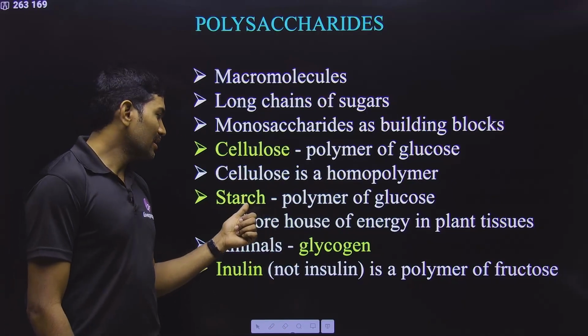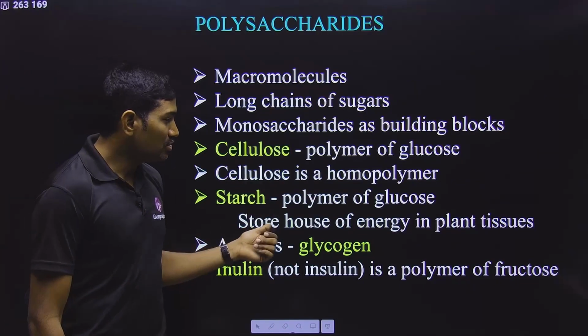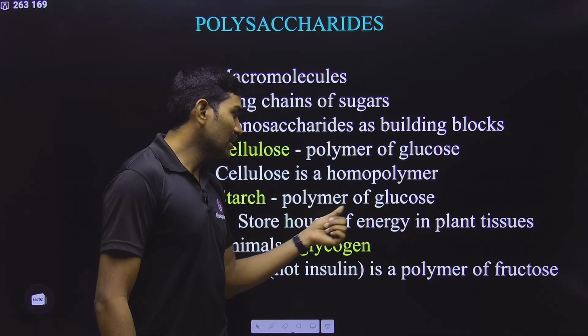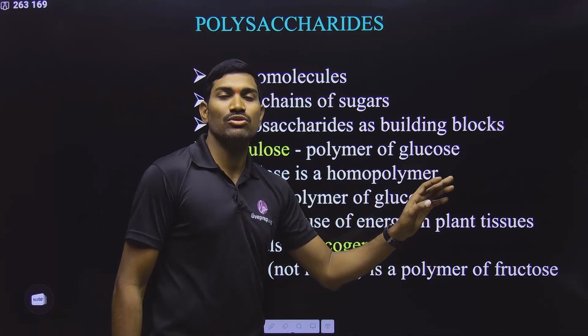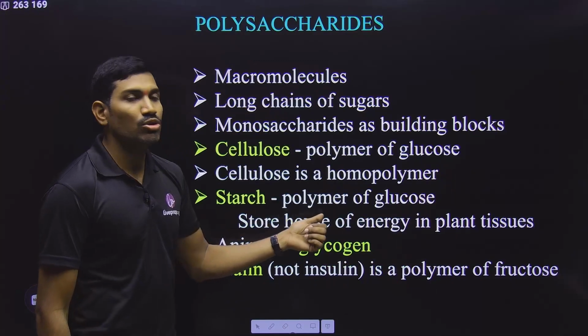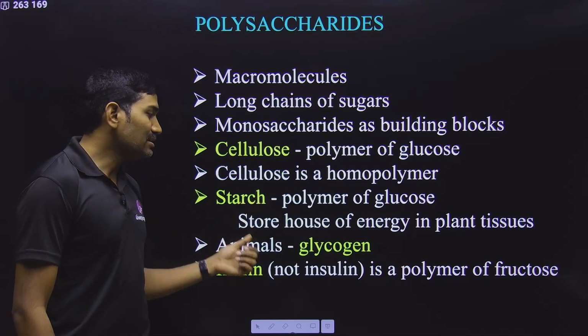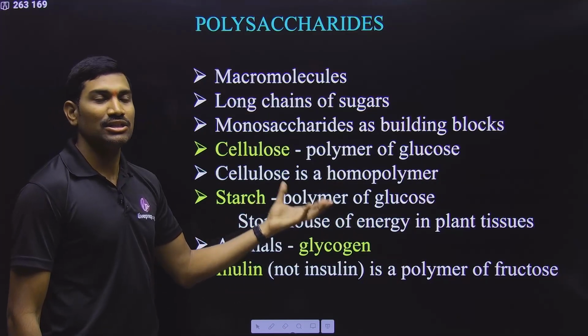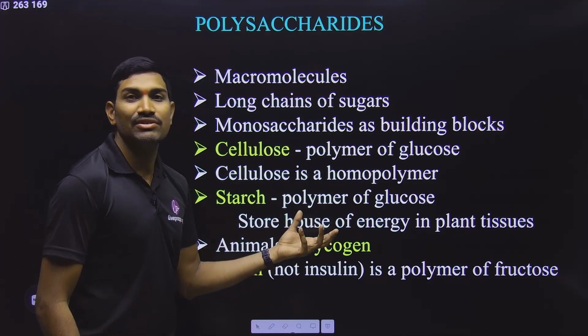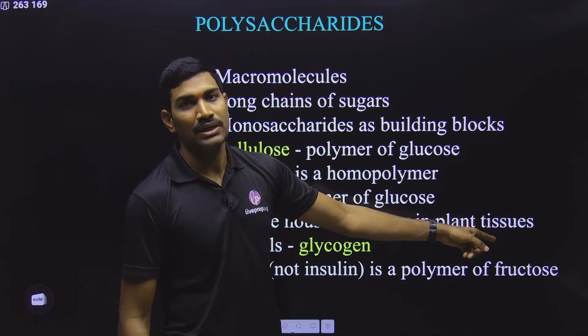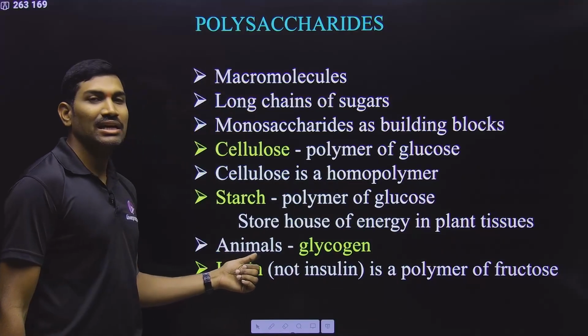Next one we are talking about is starch. Starch is also a polymer of glucose, but in the case of starch, glucose is present in alpha form. But since all these are alpha glucose only, you can say that starch is also a homopolymer. But starch is the storage polysaccharide. Food is stored in the form of starch, in the case of plants. Please remember this.